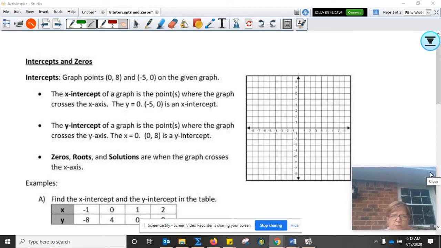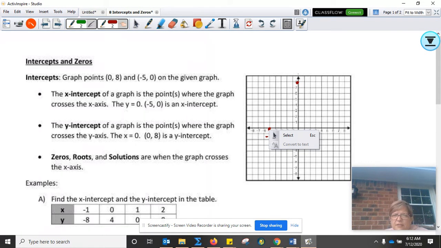All right, so in this section, we're going to talk about intercepts and zeros, and we have talked about intercepts before. So intercepts, graph point (0, 8) and (-5, 0) on the given graph. So here are those 2 points, (-5, 0) and (0, 8).